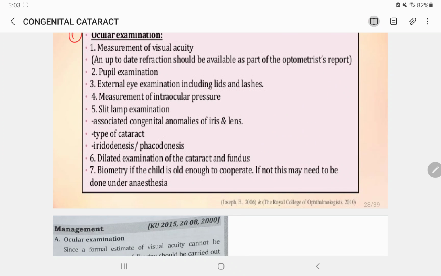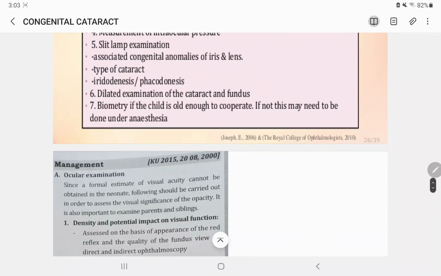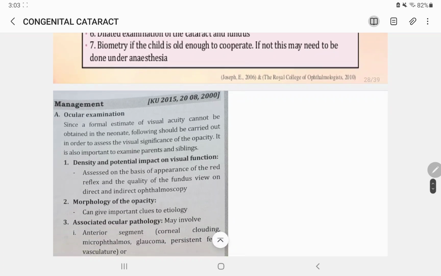So slit lamp examination will give us an idea about three types of things: whether there are any associated congenital anomalies of either the iris or the lens, what type of cataract it is, and whether there is presence of iridodonesis or phacodonesis. And after the slit lamp examination, we have to do the dilated examination of the cataract and the fundus, and biometry if the child is old enough to cooperate. If not, this may be done under anesthesia. If the child is uncooperative or too young, then we can do it under anesthesia.